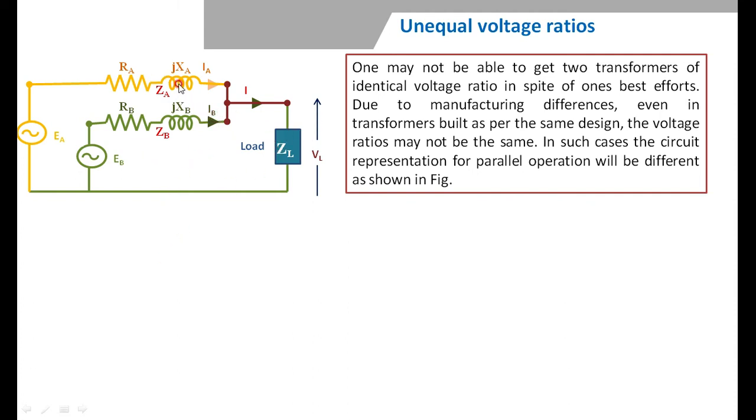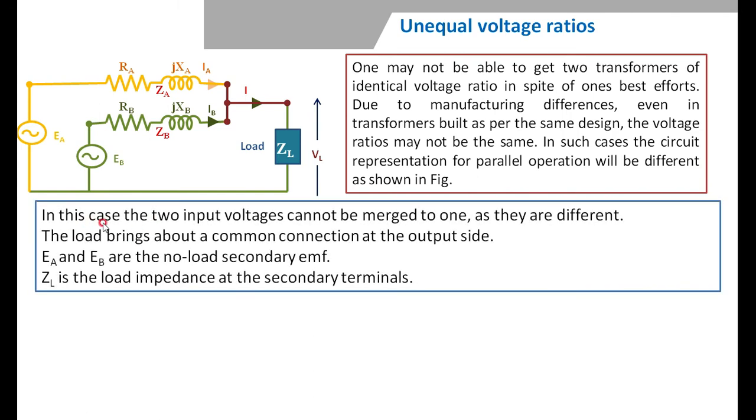Now once again, the current supplied by transformer A is IA, B is IB, and the total current supplied to the load is I. RA and XA are the resistance and reactance of transformer A, RB and XB of transformer B, and EA and EB are the induced voltages across the secondary of the transformers. Then, how do we go about the calculation? In this case, the two input voltages cannot be merged into one as they are different. Okay, that is what I told you. The load is a common connection at the output side, therefore we are shorting here, it is connected to the load.